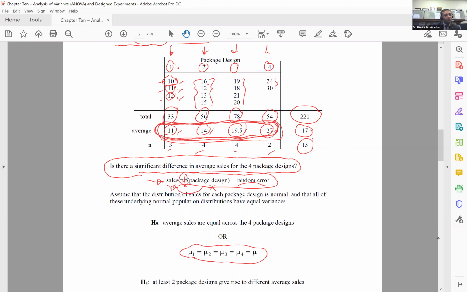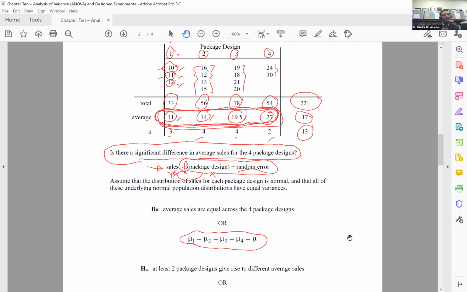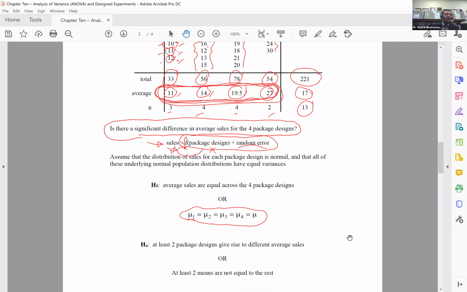Mu1 equals mu2 equals mu3 equals mu4 equals mu. They are the same. The alternative hypothesis is that any two are different than the others, where at least two means are not equal to the rest. As long as we can prove that, we can also make the case that at least one of them is different from the other, and therefore package design does impact sales. So that becomes then the alternative hypothesis.